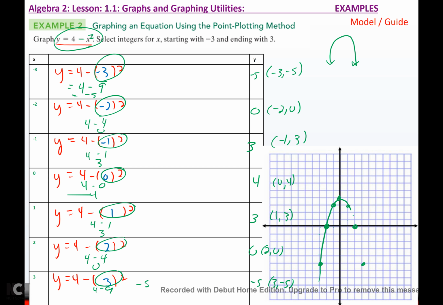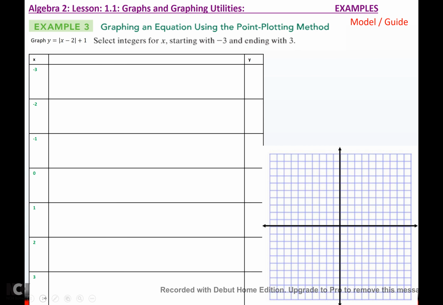Connect, and I did indeed get an upside down parabola. That is graphing using a table of values. Okay, what am I expecting here? I'm expecting an absolute value.